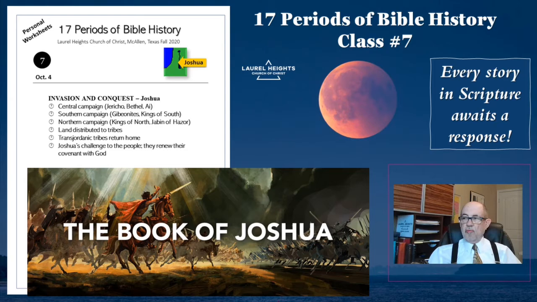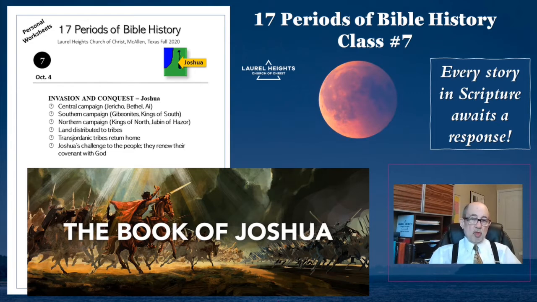I want to read now from the first 9 verses of Joshua chapter 1. That's going to set the stage in a very good way. Joshua chapter 1, I'm going to read verses 1 through 9. After the death of Moses, the servant of the Lord, the Lord said to Joshua the son of Nun, Moses' assistant, Moses, my servant, is dead. Now therefore arise, go over this Jordan, you and all this people, into the land that I'm giving to them, to the people of Israel.